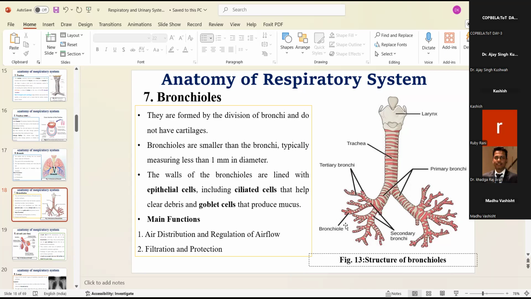So what are the functions of the bronchi? They help in the distribution of air and regulation of airflow in the lungs. They also help in the filtration and protection against foreign particles and foreign dust inside the lungs.